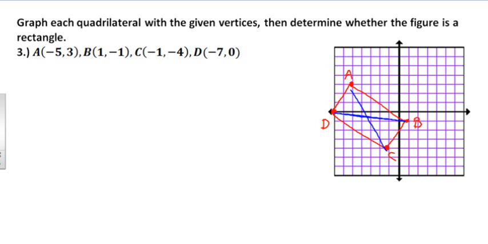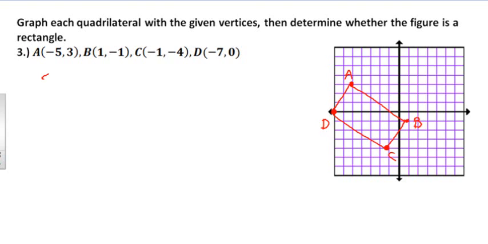Well, in this case, I'm not going to do that extra work. I'm going to do this problem a different way. Let's start by using slope to figure out if this thing is a parallelogram. To figure out if it's a parallelogram, you have to check and see if opposite sides are parallel. So again, it's going to be 4 slope formulas.